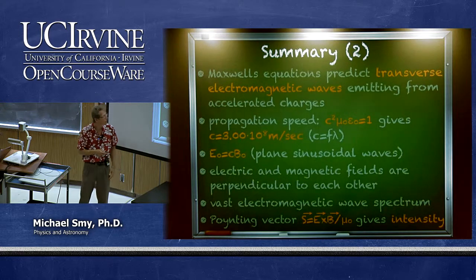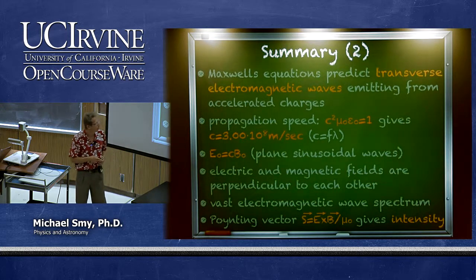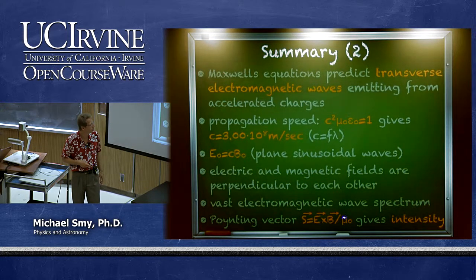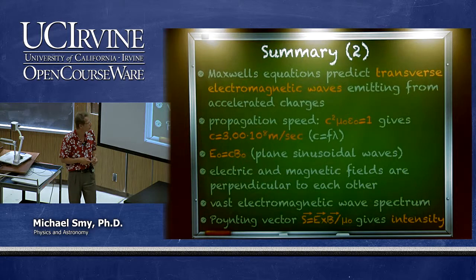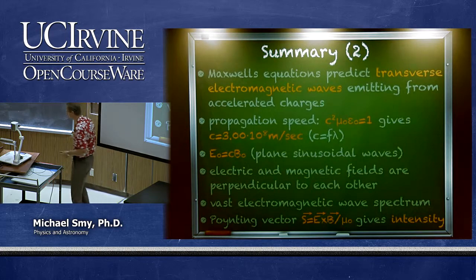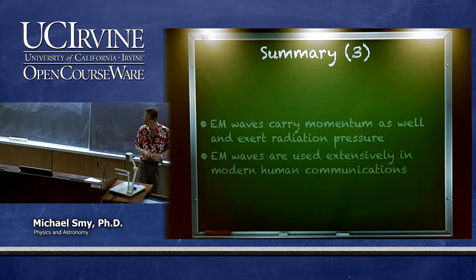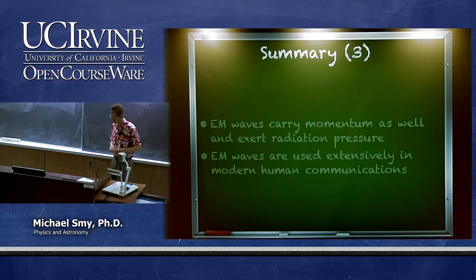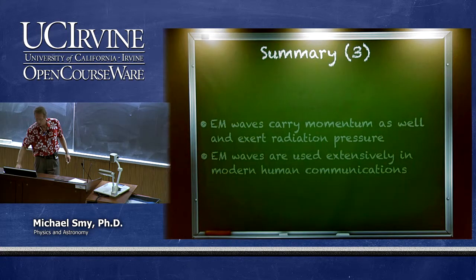of propagation. There's a very large electromagnetic wave spectrum, and we can define a Poynting vector, which is the cross product of electric and magnetic field divided by mu naught. And this will point in the direction of propagation, and the magnitude of it will give the intensity of the electromagnetic wave. Electromagnetic waves also carry momentum, and therefore they exert radiation pressure on anything that absorbs them or reflects them. Electromagnetic waves are used extensively in human communications in the modern world.